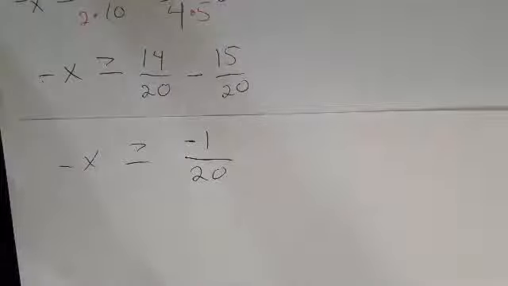I am hoping everyone is just yelling at the screen, tell me what to do now. What is the one thing I should be sure to do on this problem? I multiplied by a negative 1. You should absolutely flip that inequality. So this looks like x is less than or equal to 1 over 20.